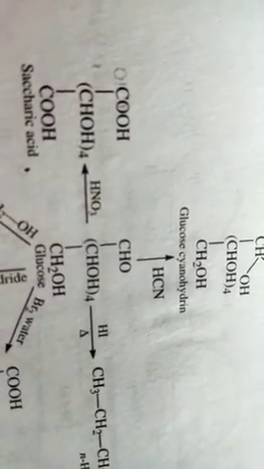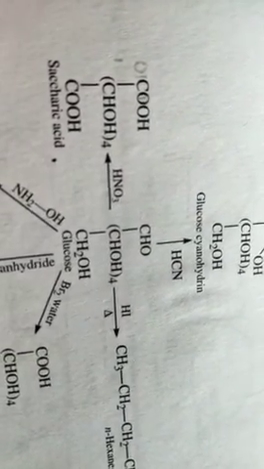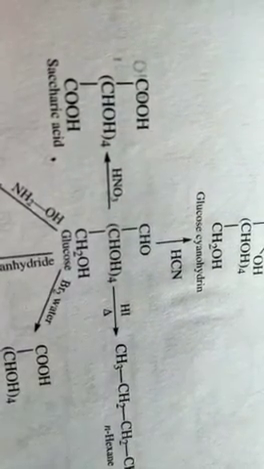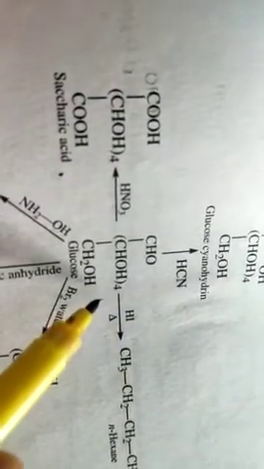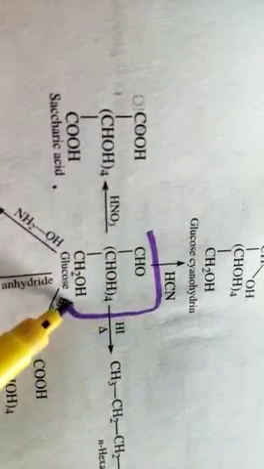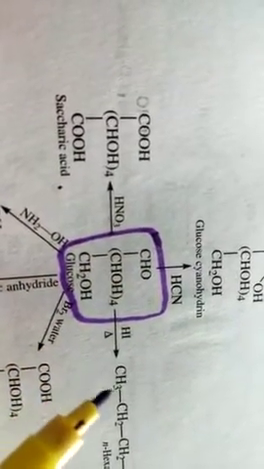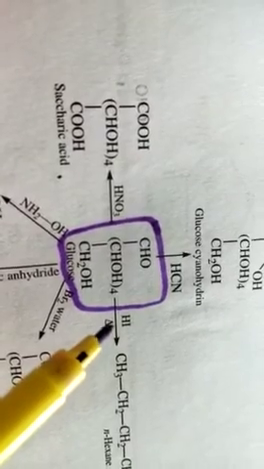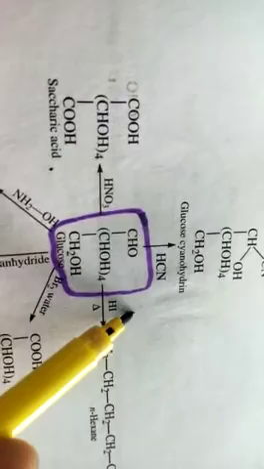Reactions of glucose with different chemicals. Glucose, this is glucose. Glucose reacts with hydrogen iodide, this chemical, to form cyclohexane.